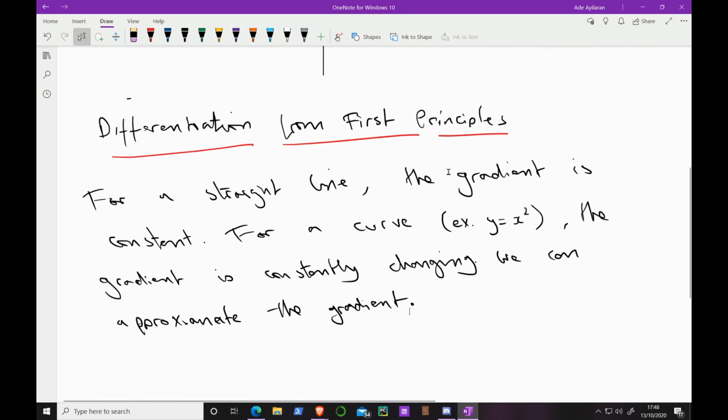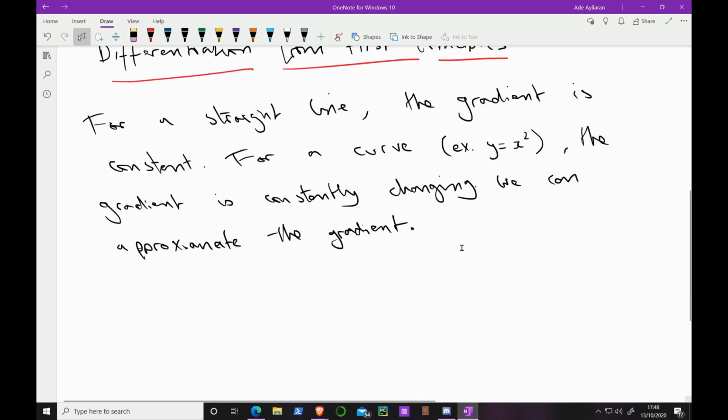For a straight line, we know that the gradient is constant. Once we find it at one place, it will be the same along the line for all time. For a curve, however, for example, y equals x squared, the gradient is constantly changing. That doesn't mean that we can't find the gradient. It means rather we have to approximate the gradient. So let's look at this example, y equals x squared.